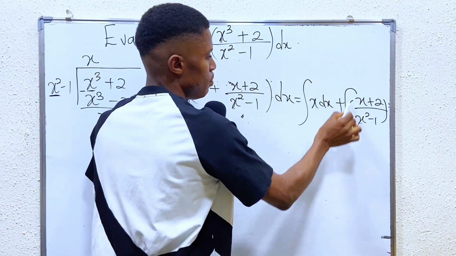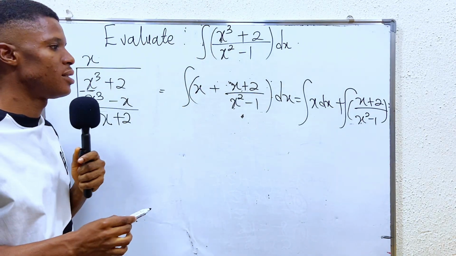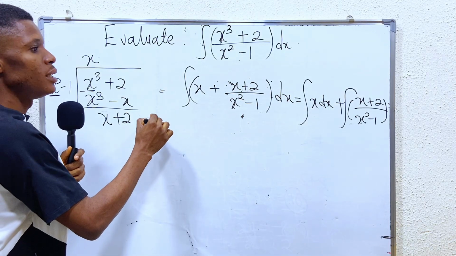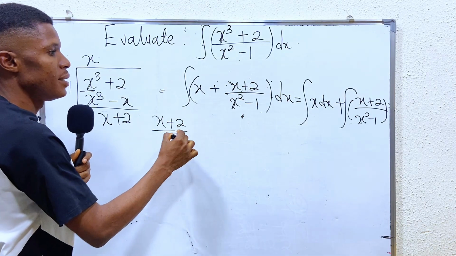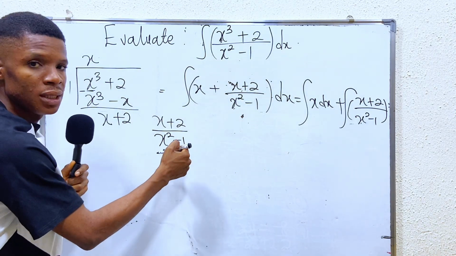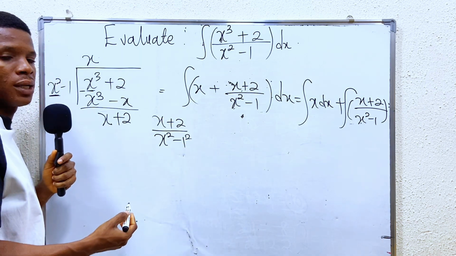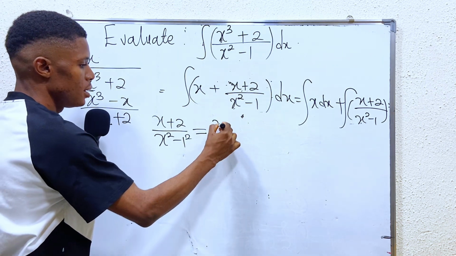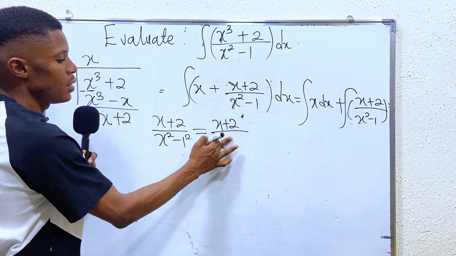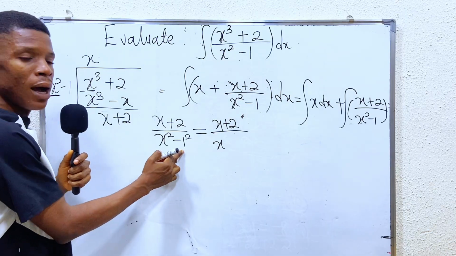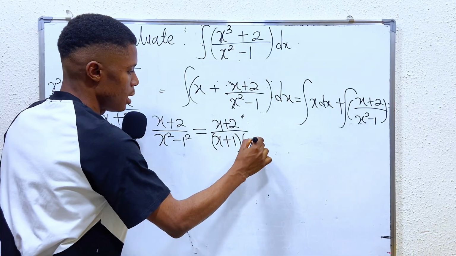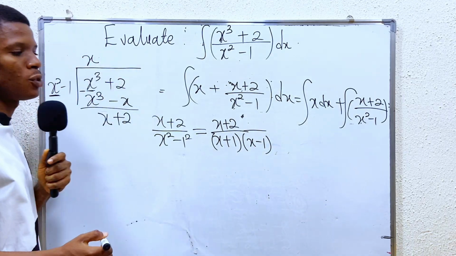But let's actually simplify this using partial fraction. So we are trying to simplify x plus 2 divided by x squared minus 1 by partial fraction. If you look at the denominator, we can write it as x squared minus 1 squared. So we can now write this as x plus 2 divided by x squared minus 1 squared. You can now see these are squares, so we can apply the difference between two squares: x plus 1 into x minus 1. That's the difference between two squares.